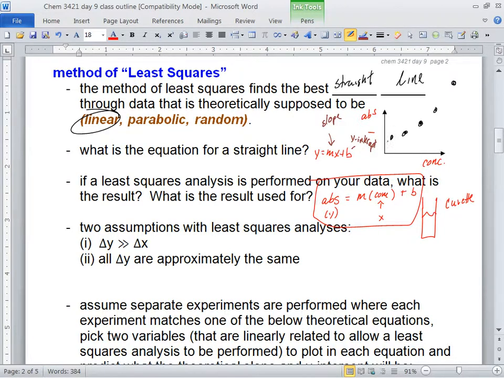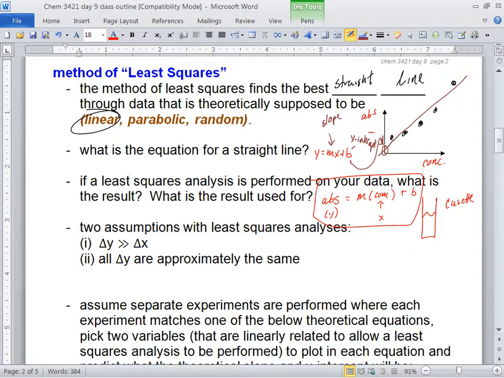So, I don't know if I could draw really well, I would. That's not so bad. Okay, so where did it cross the y-axis? All right, there's my b. And then you can calculate the slope, change in y over change in x. It does all that for you. Okay, it's kind of nice.